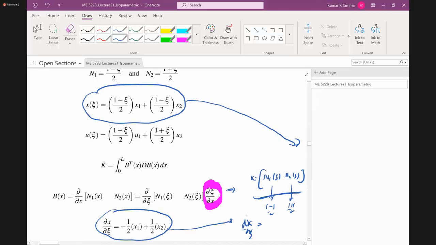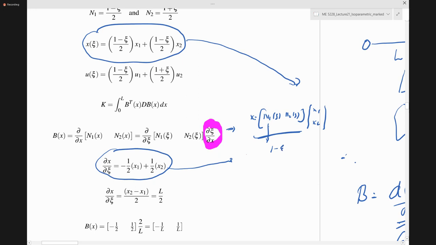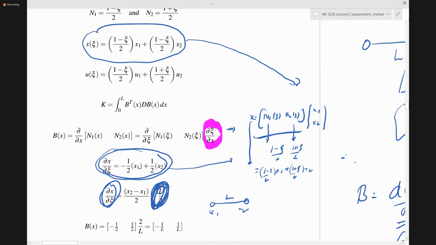Keep in mind, if you take the derivative with respect to x, x1 and x2, this is the same as saying (1 minus ξ)/2 x1 plus (1 plus ξ)/2 x2. When you take the derivative with respect to ξ, you get this, but x2 minus x1 is there. The nodal coordinates are x1 and x2, and x2 minus x1 gives me the length L. Therefore dx/dξ is equal to L over 2. This is the Jacobian. Do you understand what I'm trying to say?